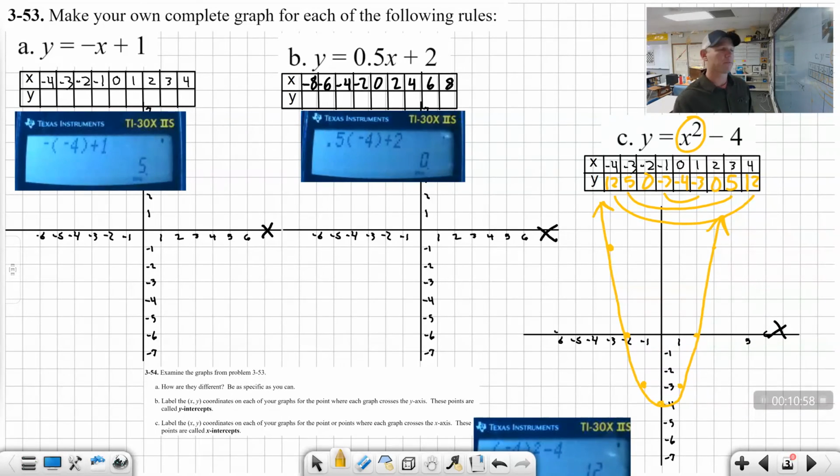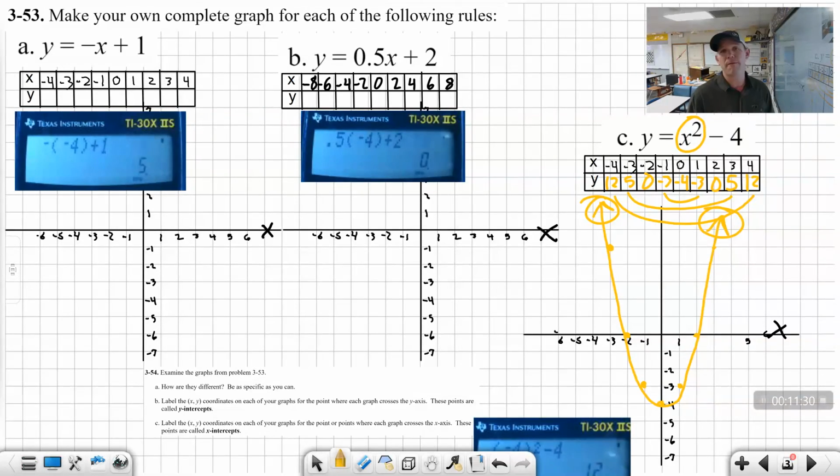Now I want you to notice, we don't have a word problem, so none of this is discrete. We are assuming it is a continuous graph with lines and arrows. This is called a parabola. Okay? Now what you are going to do on your own is you are going to do A and B, and you are going to complete your tables. You're going to graph your lines. You're going to draw a solid line, put arrows on both sides because we are assuming that they are continuous.